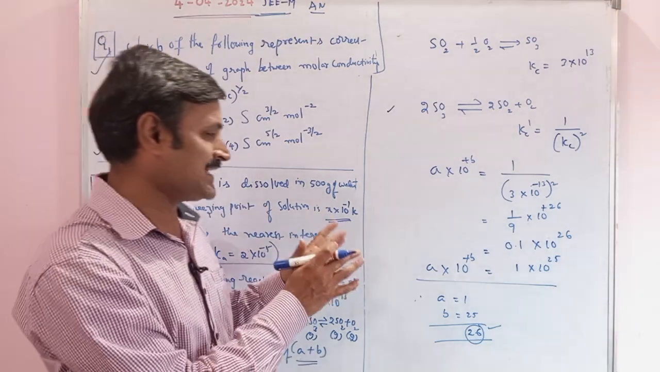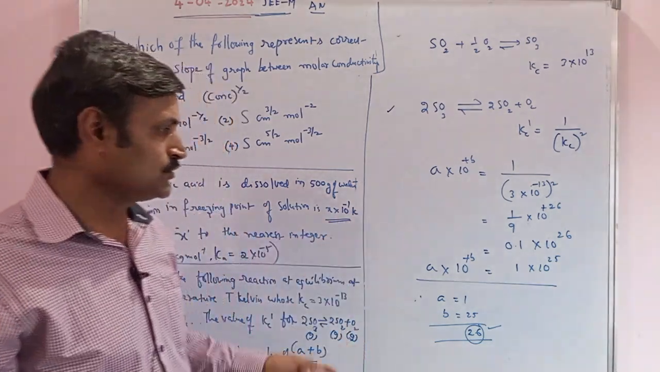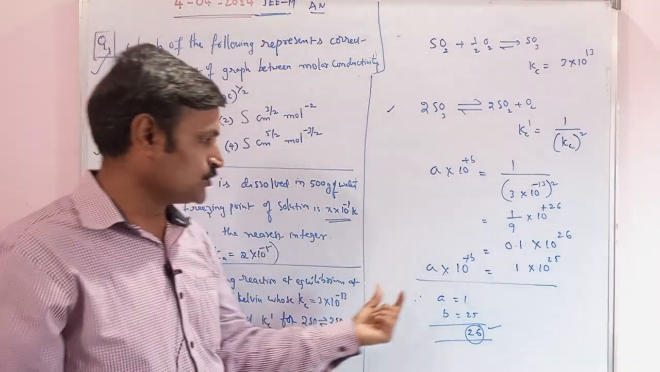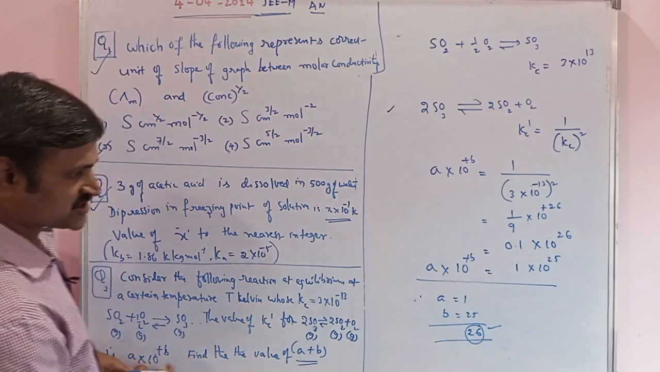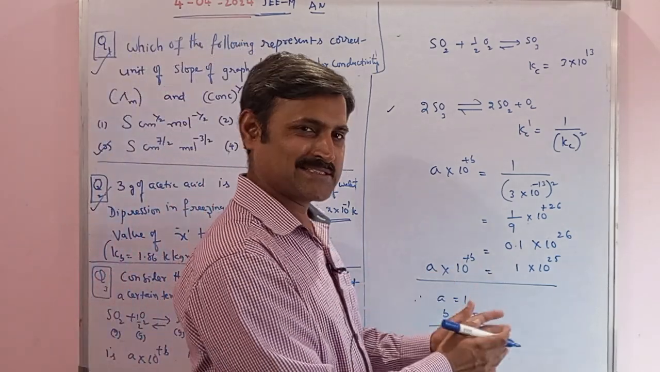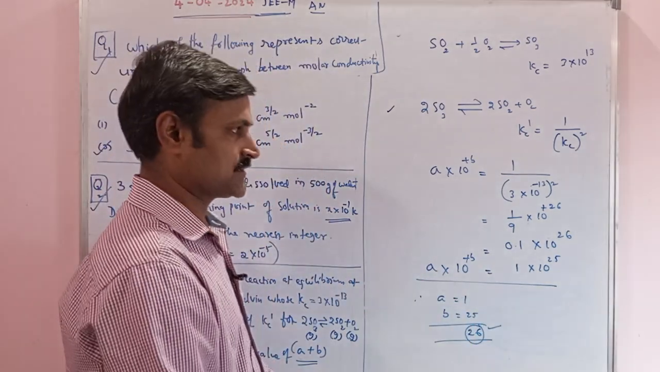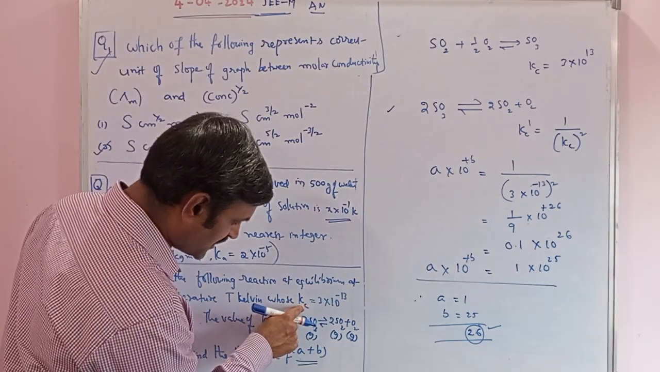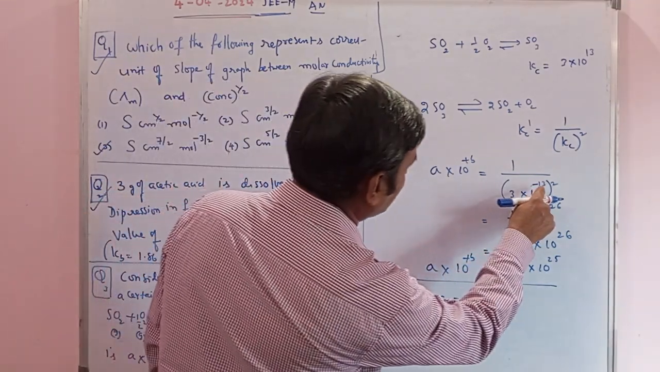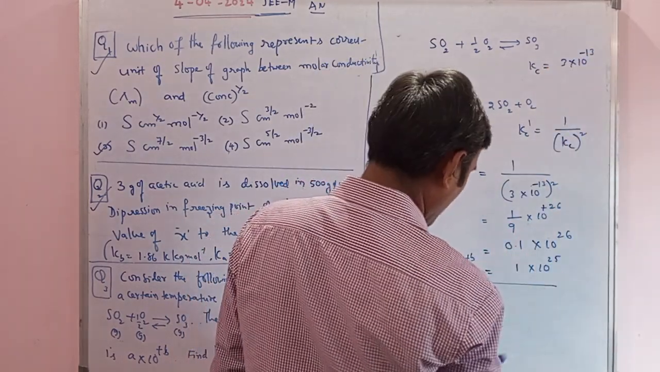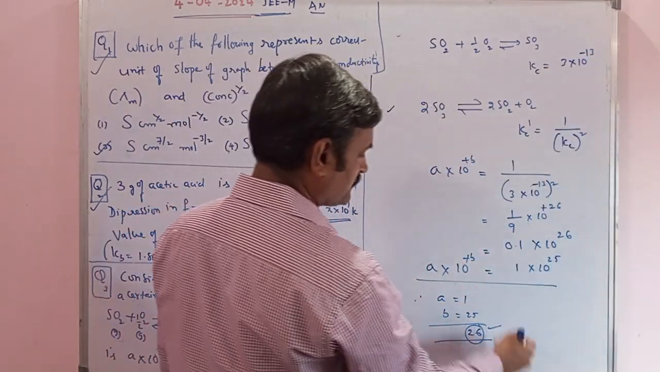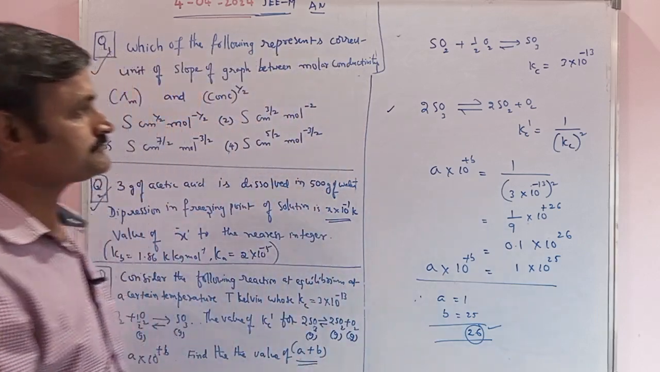Not only determining the Kc dash value, but after determining the Kc dash value, comparing this with A into 10 power plus B given in the question, and after that finding what is A and what is B, is the aim of the question. So here Kc is 3 into 10 power minus 13 given. That 3 into 10 power minus 13 we have substituted here to get this answer. A is 1 and B is equal to 25.